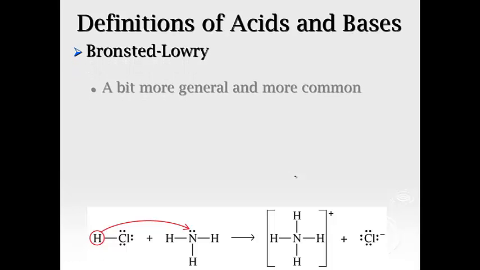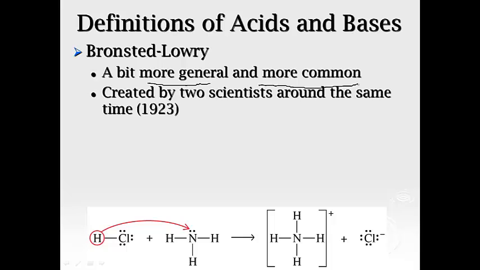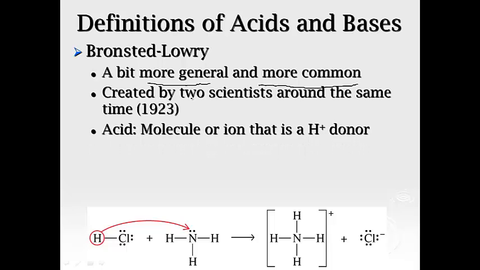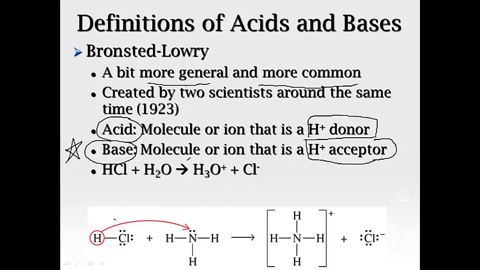Now, Bronsted-Lowry is going to be a different definition. Bronsted-Lowry is a bit more general and a little bit more common. It's more inclusive here. Created by two scientists around the same time, hence they got both names. Now, an acid, the definition is pretty similar. A molecule or ion that's a hydrogen donor. Okay, so it's going to donate the hydrogen ion. A base is a molecule or an ion that is a hydrogen acceptor. So here's the difference with the bases. Arrhenius said hydroxide. Bronsted-Lowry says hydrogen acceptor.